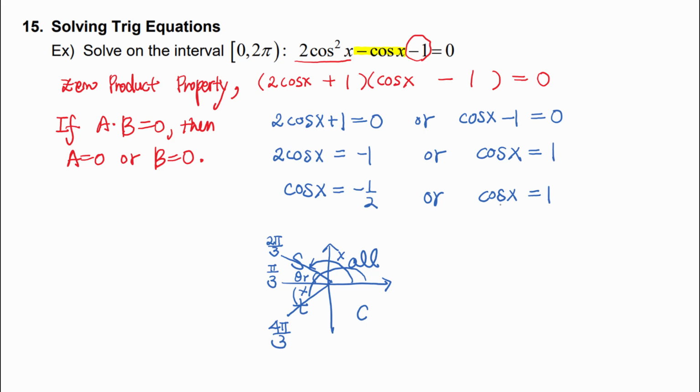And to have cosine x equal 1, you know x must be 0, since cosine 0 is 1. And then the next time cosine x is 1 is at 2 pi. But you can see 2 pi is not included in the domain. So you found all three solutions, and your solutions are 0, 2 pi over 3, and 4 pi over 3.